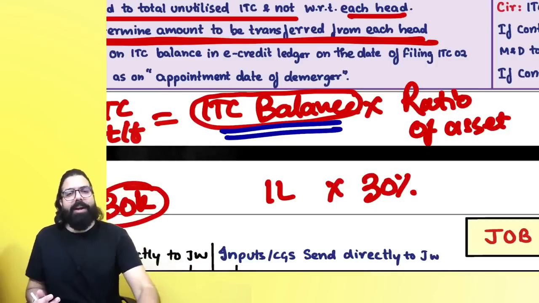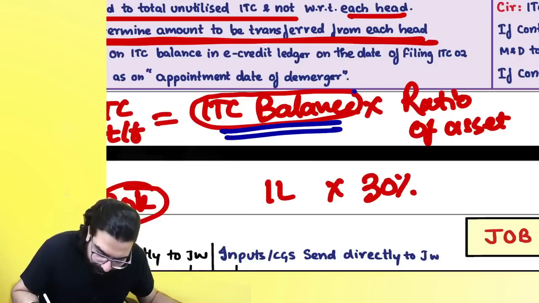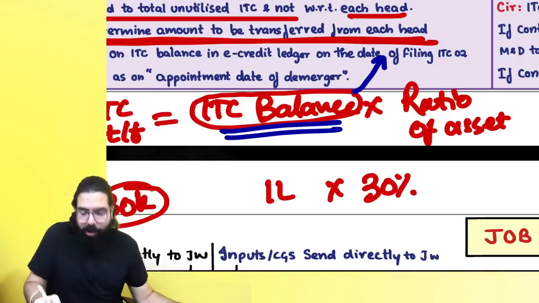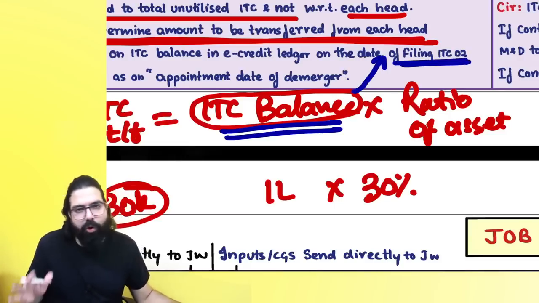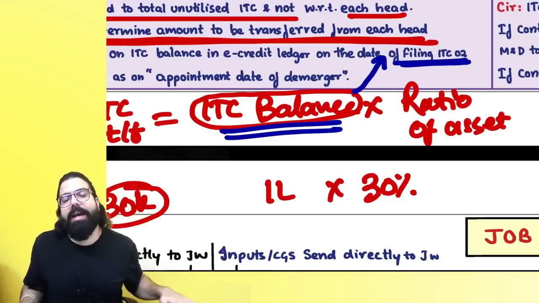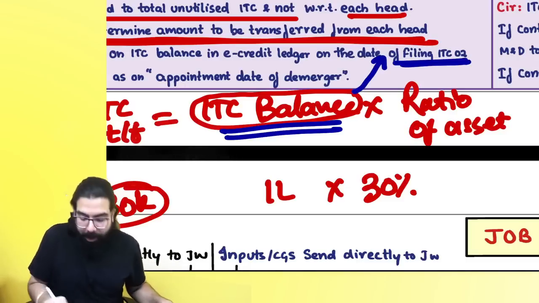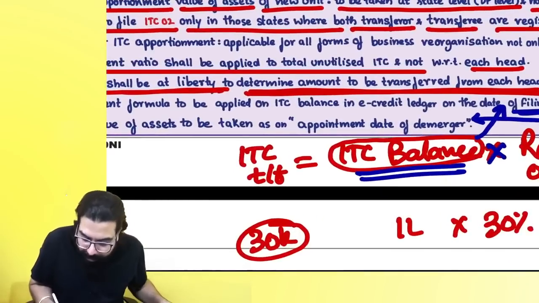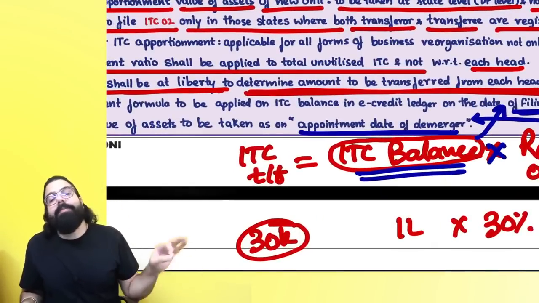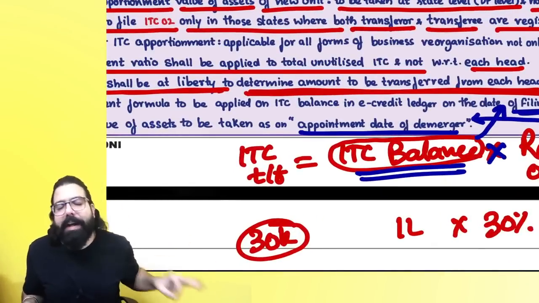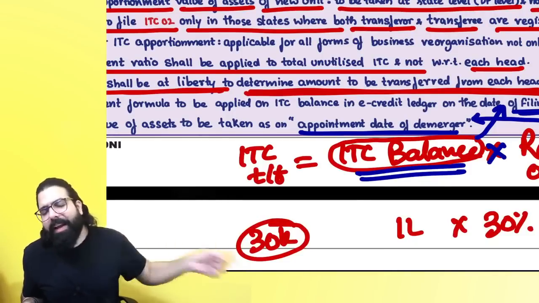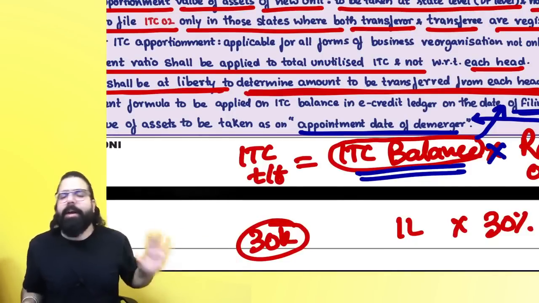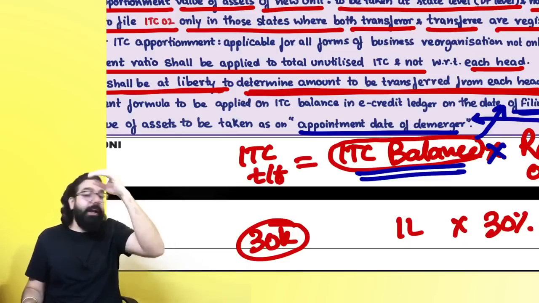Now people asked, the ITC balance of which day has to be seen? So the government clarified, very simple. The ITC balance on the date of filing of ITC 02, that day when you are filing ITC 02, whatever the balance is, multiplied by the ratio of assets, of which date? The government clarified, please take the appointment date of demerger. On the appointment date of demerger, whatever is the asset ratio of both the units, you can consider that asset ratio.